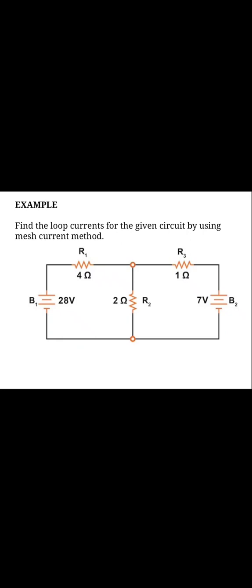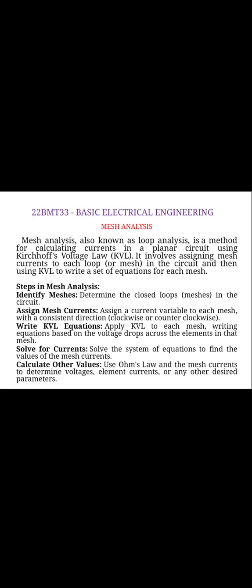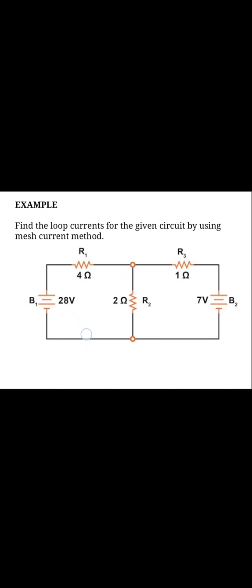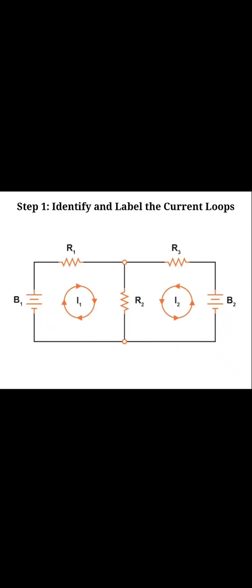This is the example problem. Find the loop currents for the given circuit by using the mesh current method. In this problem, two meshes are given but the current direction is not mentioned. From the first slide, the first step is identifying the meshes and labeling the currents. Here B1, R1, R2 and B1 is one closed loop. B2, R3, R2 and B2 is mesh 2. Two loops are present in the given problem.